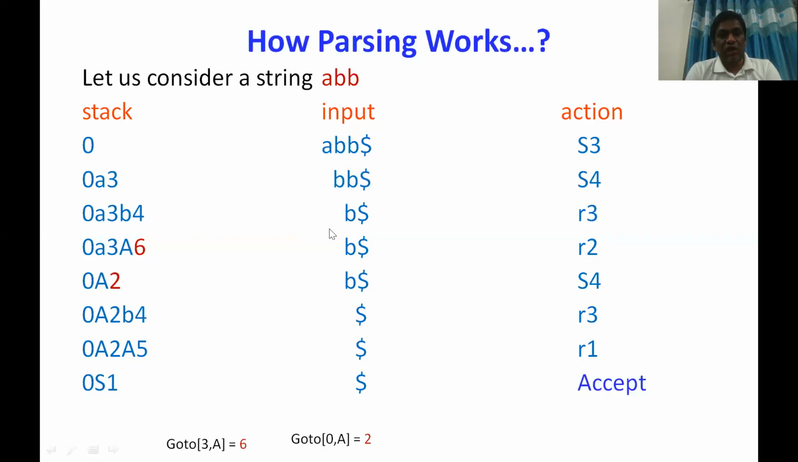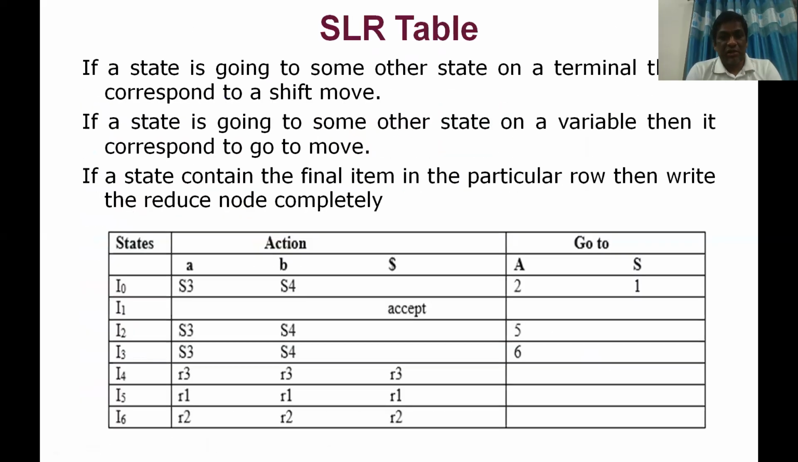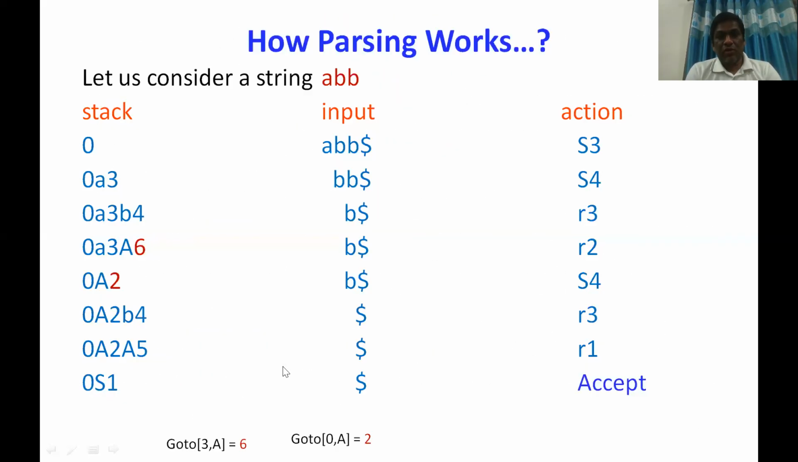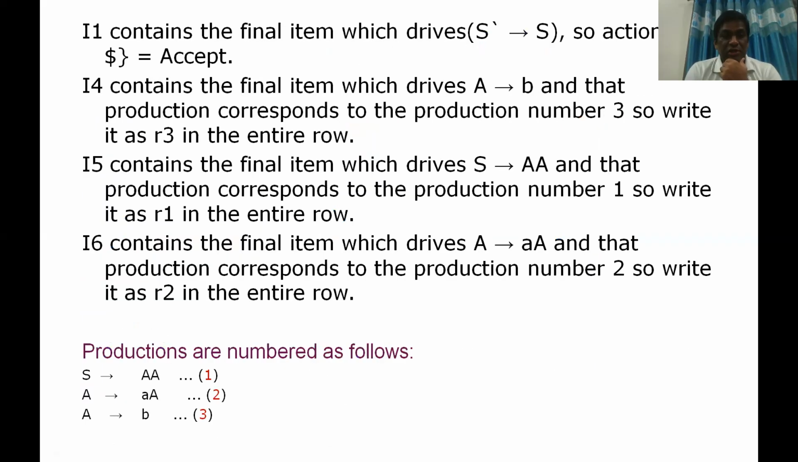Now it is 4 on B. What is the action here? I4 on B is reduce 3, R3. R3 means the third production. What is the third production? The third production is A implies B. How many symbols are there? Only one symbol is there.